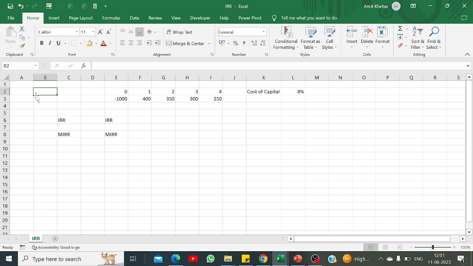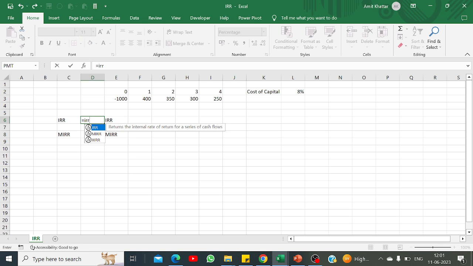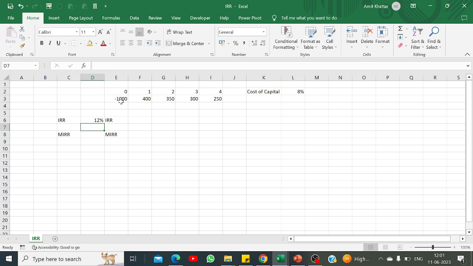Now IRR can be determined using the function equal to IRR, and I'll take in all the cash flows starting from investment. Another way of determining how we are getting IRR. In case of internal rate of return, we are reinvesting the cash flows at the internal rate of return.